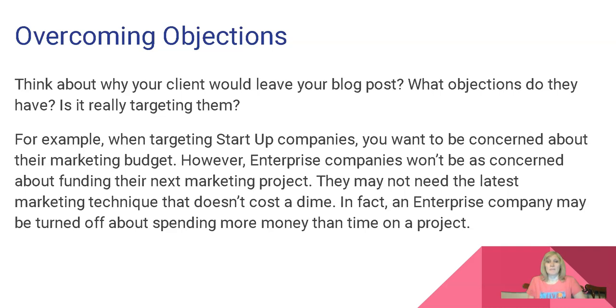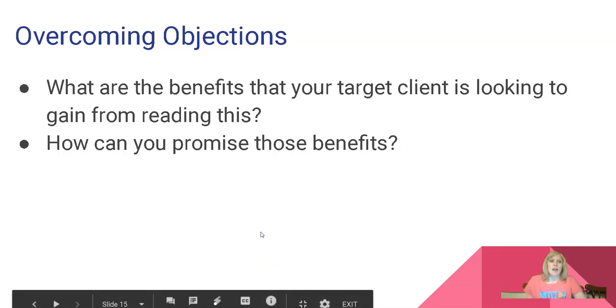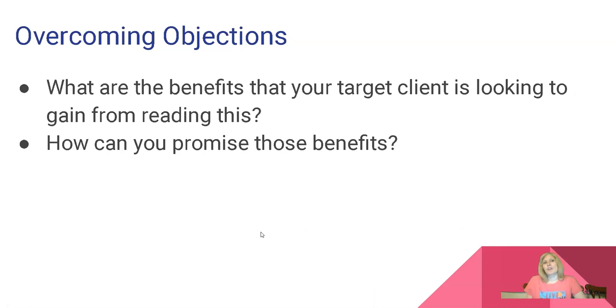They may not need the latest marketing technique that doesn't cost a dime. They just may want the one that's fastest. An enterprise company may be turned off about spending more time than money on a project. Did I get that backwards? That's okay. All right, so overcoming objections. What are the benefits that your target client is looking to gain from this? Always ask yourself this. And how can you promise those benefits?